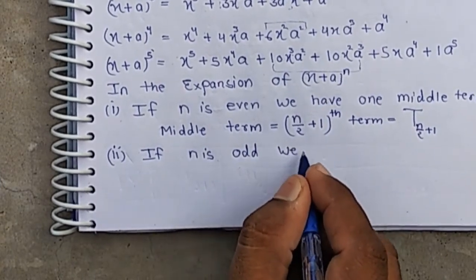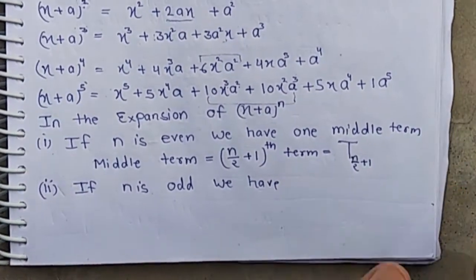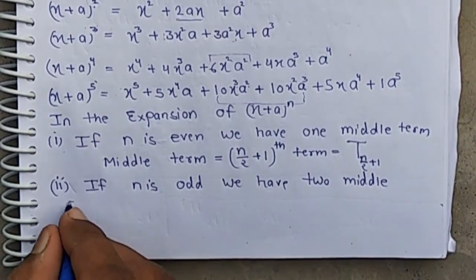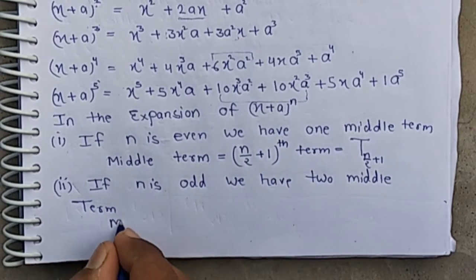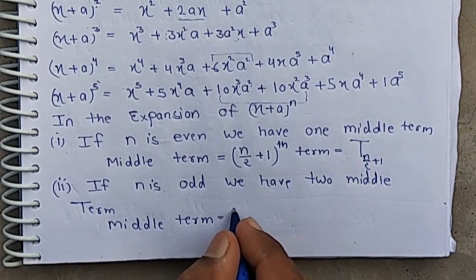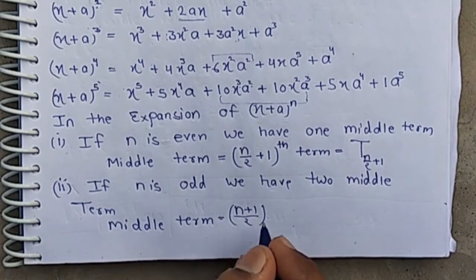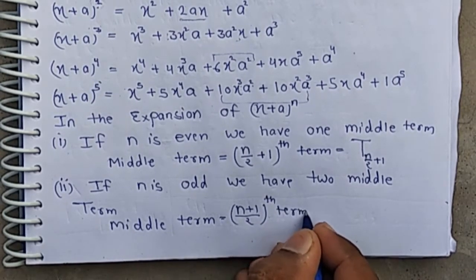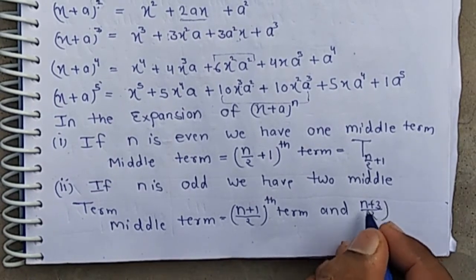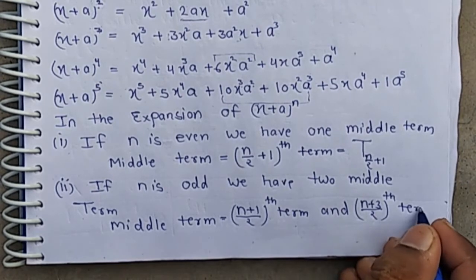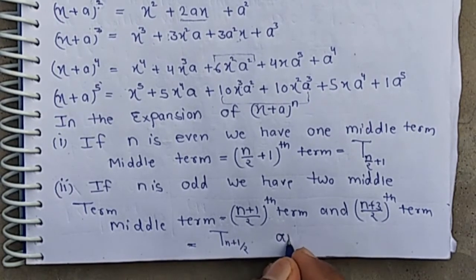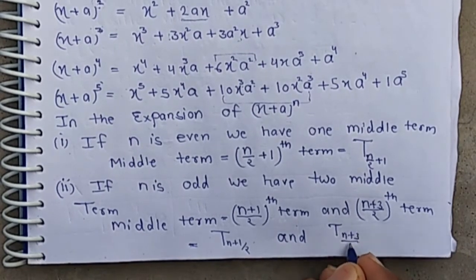Now if n is odd, we have two middle terms, and the middle terms are given by the ((n+1)/2)th term and the ((n+3)/2)th term. That means T((n+1)/2) and T((n+3)/2).